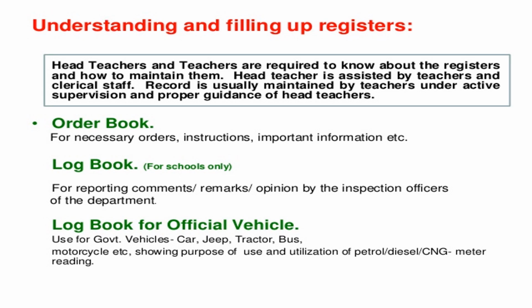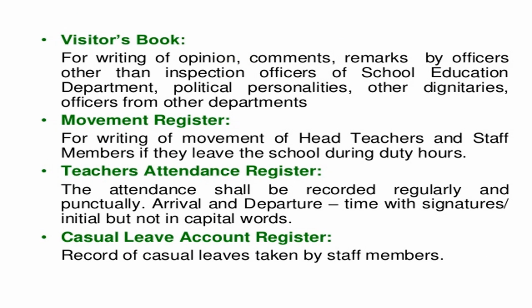Logbooks are very important. And logbook for official vehicle, like use of government vehicles like car, jeep, tractor, bus. If you are using these things, motorcycle, etc., then it is very important to keep this logbook. Next is visitors book. So visitors book is for writing opinion, comments, remarks by officers during the inspection. Next is movement register. So this register is maintained by head teachers and the principals.